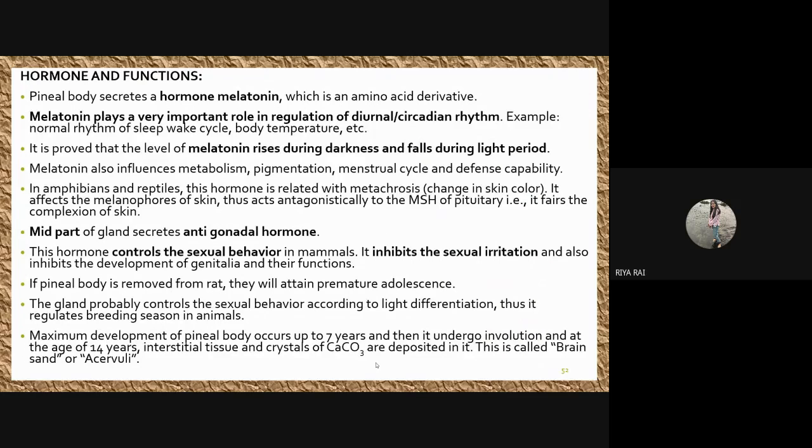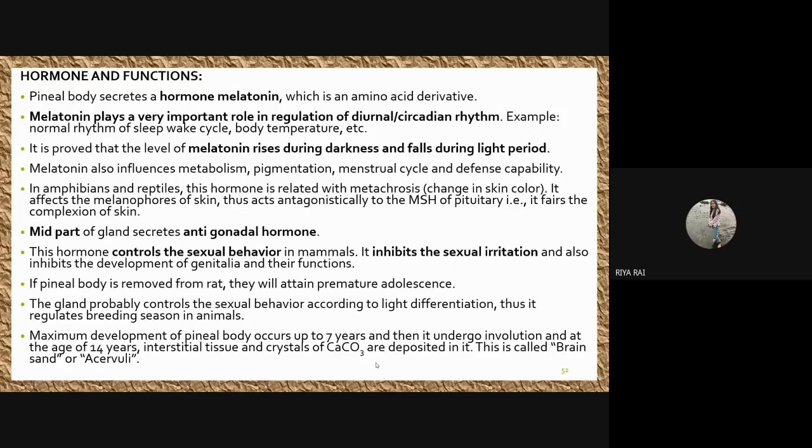And this melatonin plays a very essential role in regulation of diurnal or circadian cycle. This circadian cycle is a natural internal process that regulates the sleep-wake cycle. And this sleep-wake cycle keeps on repeating after 24 hours. Thus, for maintaining the proper body balance and the sleep-wake cycle, the melatonin hormone is responsible, as well as it is also responsible for maintaining the body temperature.